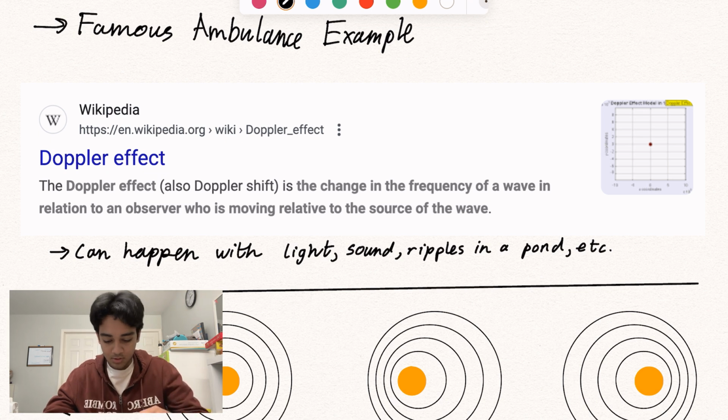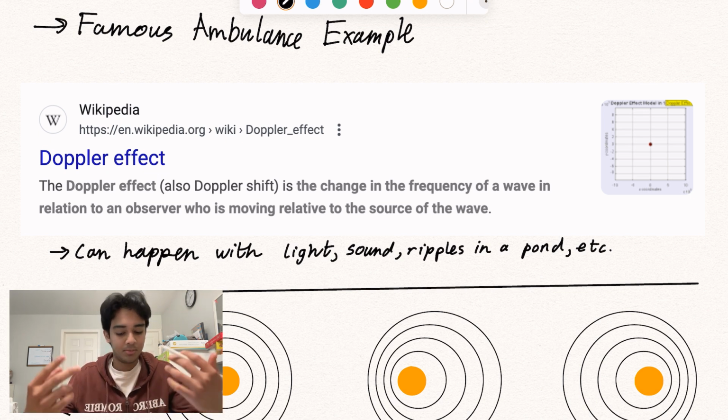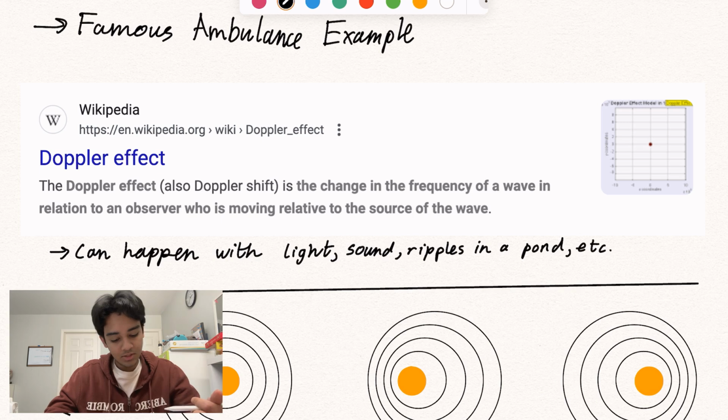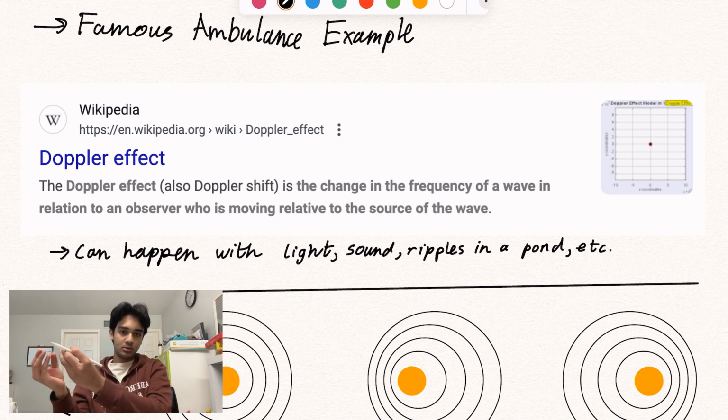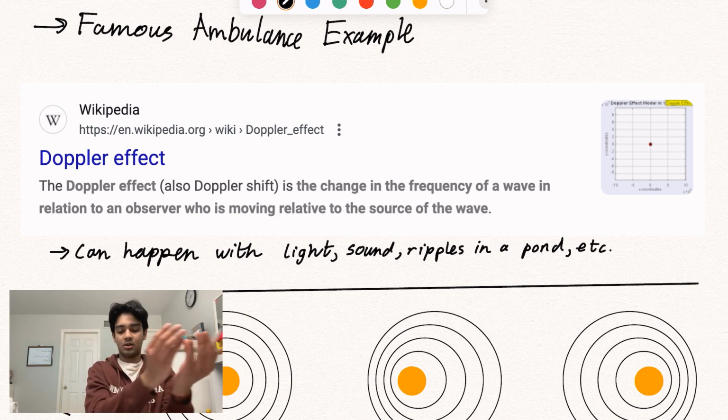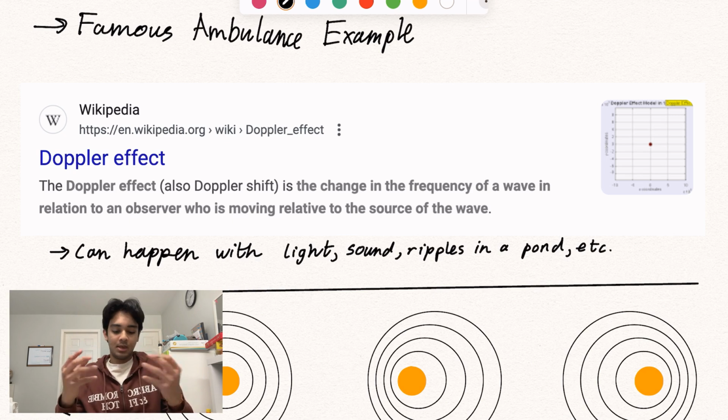So let's read this first. The Doppler effect, also Doppler shift, is a change in the frequency of a wave in relation to an observer who is moving relative to the source of the wave. Moving relative to the source of the wave could also mean that you're staying still, but the source, or the ambulance, is moving by you. That means you're moving relative to the ambulance. And this can happen with light, sound, ripples in a pond, etc.